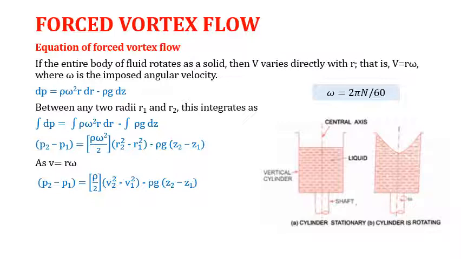So integral dP is p2 minus p1 after applying the limits, and for the integral of rho omega square r dr, we take rho omega square outside of the integral. Integral r dr is r square by 2. Applying the limits from r1 to r2, we get r2 square minus r1 square, and then minus, taking rho g outside, integral dz is z. So applying the limits from z1 to z2, we get the bracket z2 minus z1.